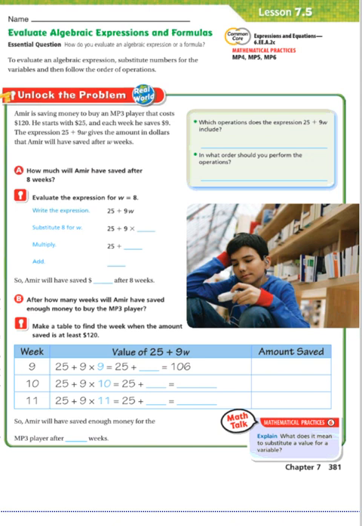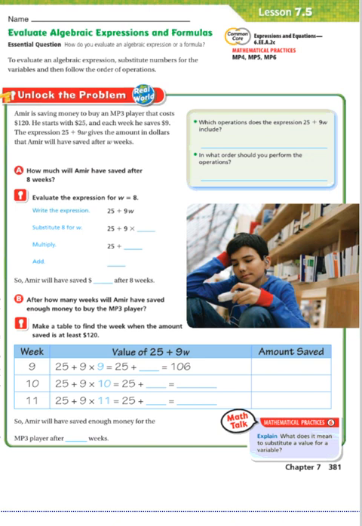Evaluate algebraic expressions and formulas. Lesson 7.5. Essential question: How do you evaluate an algebraic expression or a formula? To evaluate an algebraic expression, substitute numbers for the variables and then follow the order of operations.